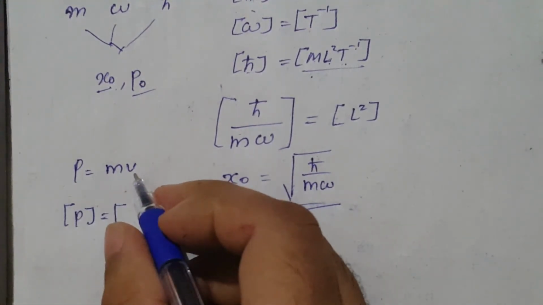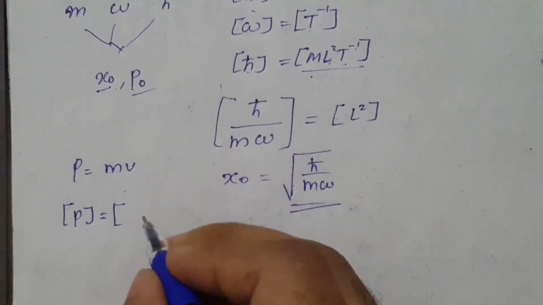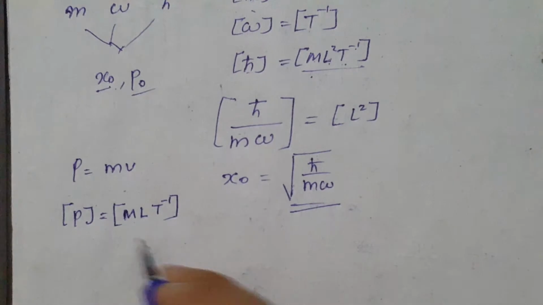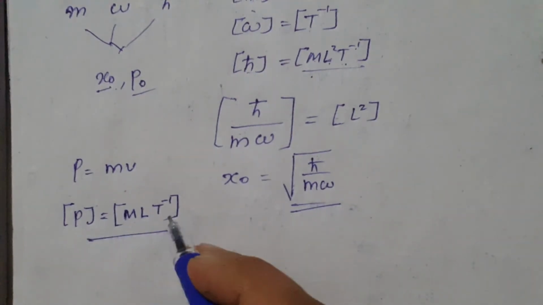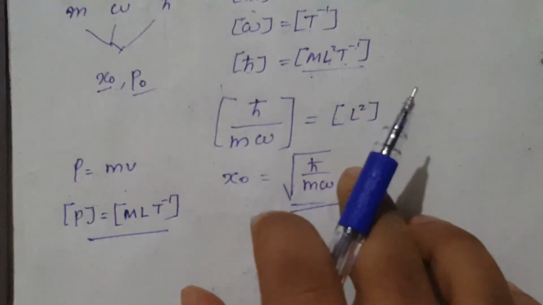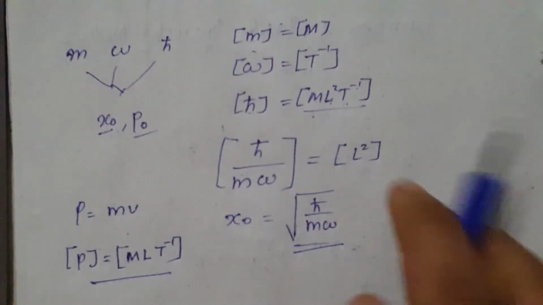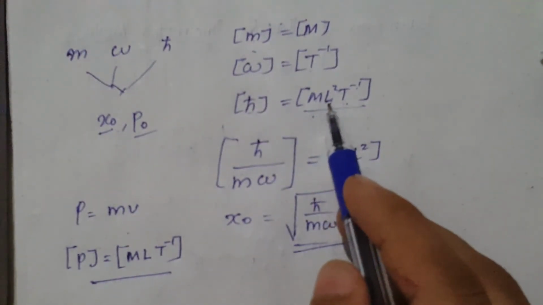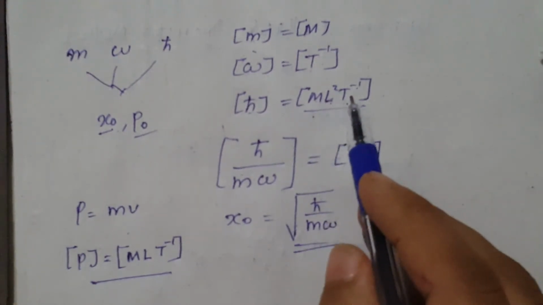The dimension of velocity is distance by time, that is l t raised to minus 1. So we have m l t raised to minus 1. Okay, so we need m l t raised to minus 1 from these three quantities, m, omega and h cut, and h cut has dimension m l square t raised to minus 1.